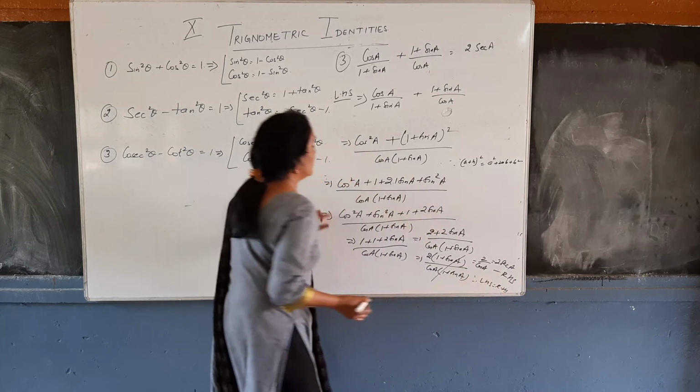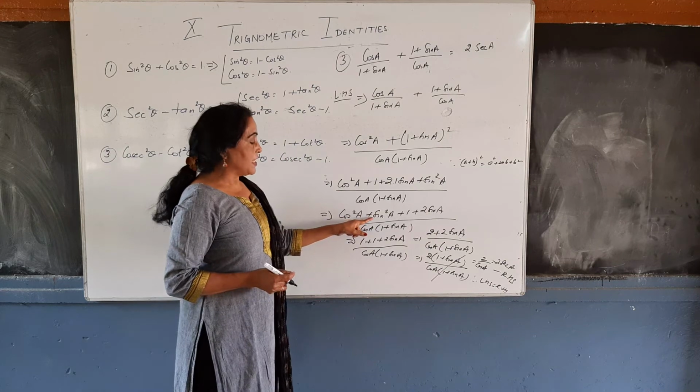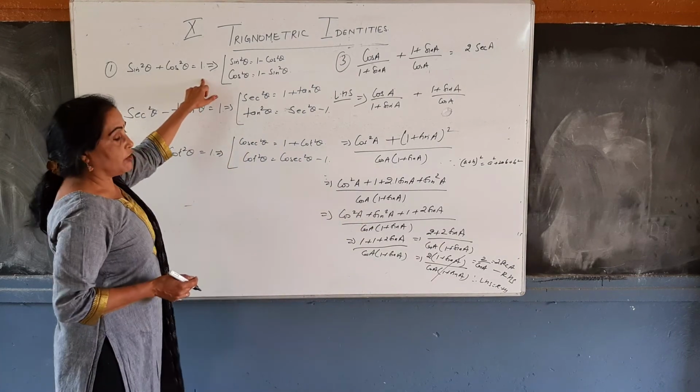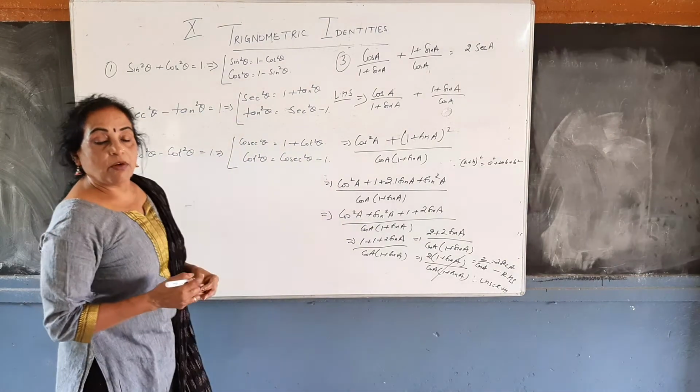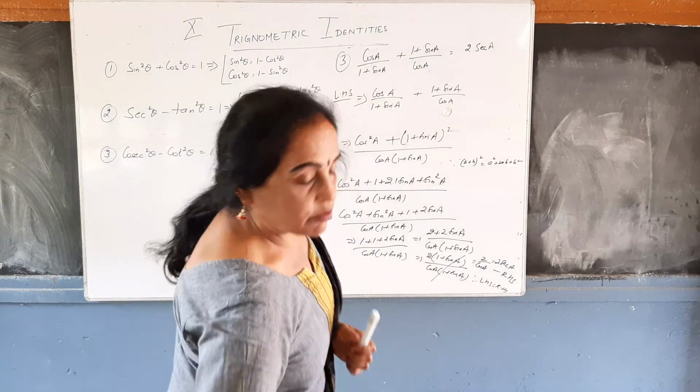This is the proof. Here where we wrote cos square A plus sine square A, we have used the identity that it is equal to 1. So you have to learn the formulas very well. Next question.